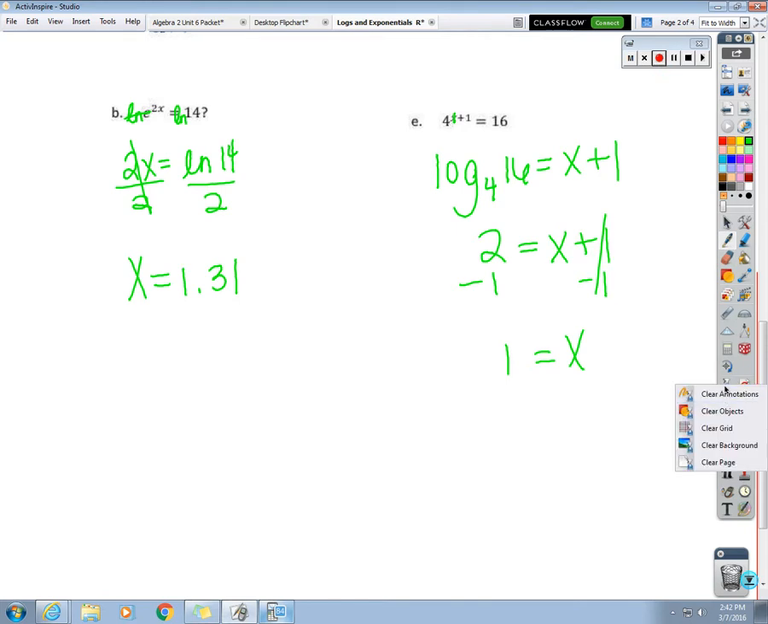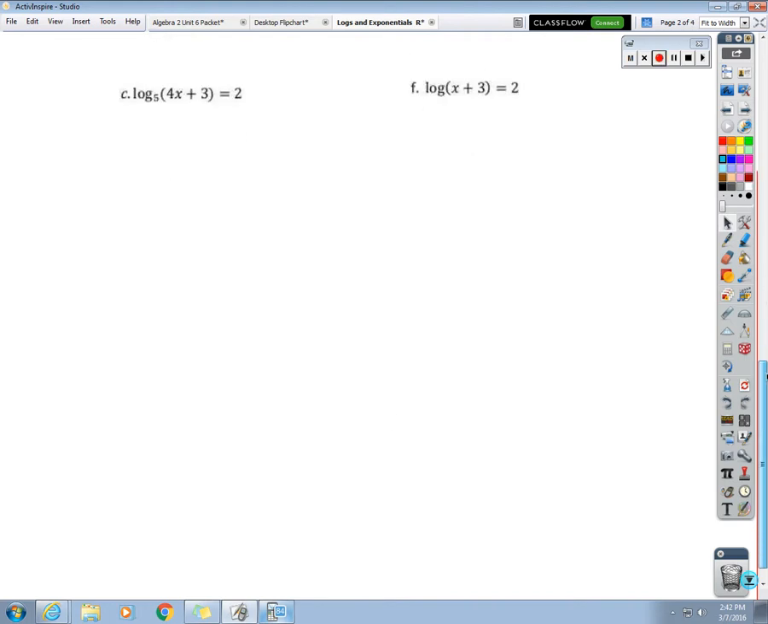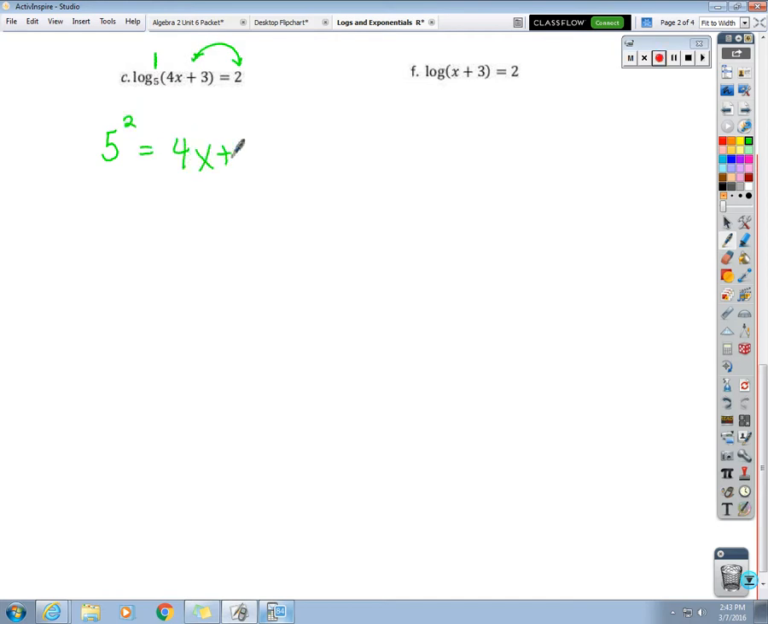Okay, can I erase? Alright, C. C is currently in what form? Log. So I need to change it to exponential. What will it look like when I do that? Okay, let me say this one time. This first thing, like 5, stays first. These two just flip-flop. The 2 comes over here, the 4x plus 3 goes over there. That's how it always works. The first number stays first, the other 2 flip-flop.